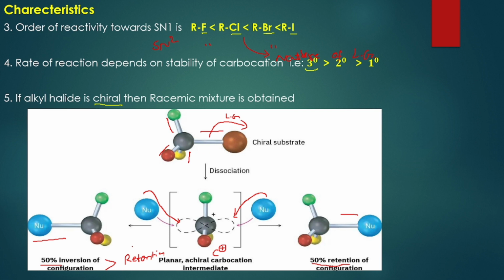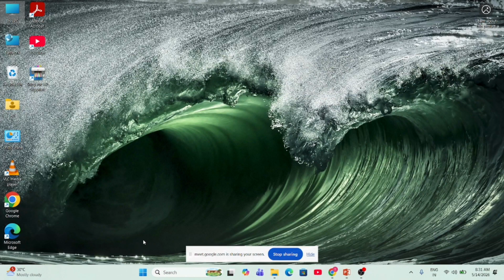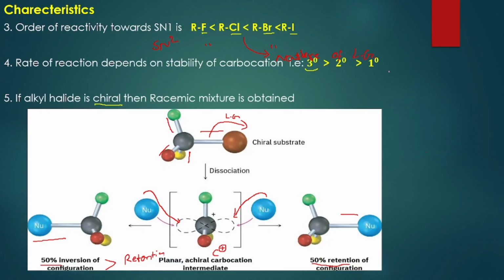In the question, if they ask another question, what is the major component in SN1 mechanism? Inversion or retention or equal? None of these. Definitely you can say inversion is slightly greater than retention. You have to say this. Understand? So they call it a racemic mixture, but a 100% pure racemic mixture is not possible. Generally, inversion configuration is slightly higher than retention configuration.